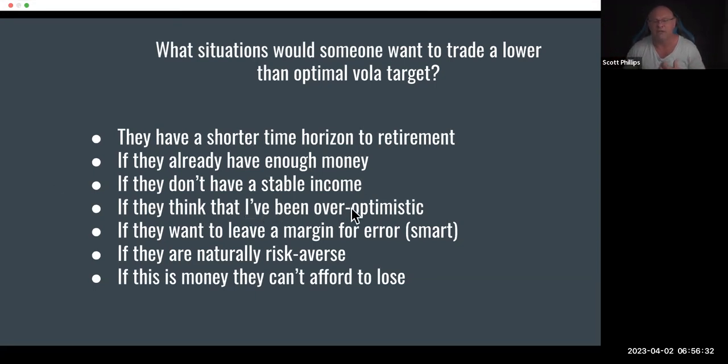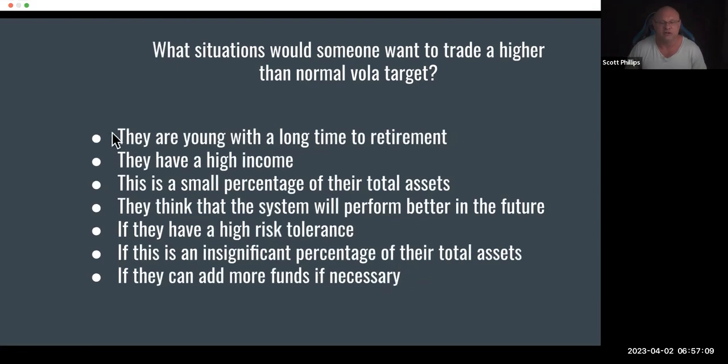If you think I'm a little bit of a bullshitter, if you think I've been over optimistic, back it off a little bit. If you want to leave a margin for error, which is smart, remember the optimal volatility target is one you can live with and not get upset about, because you will have drawdowns. If you are naturally a risk-averse person, you want to back it off a little bit. Now, the last thing is, if this is all the money you've got in the world, if you're putting all your winnings into one thing, back it off. If it's money you can't afford to lose, be conservative.